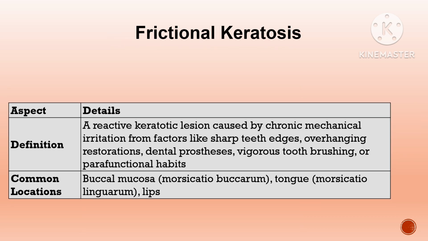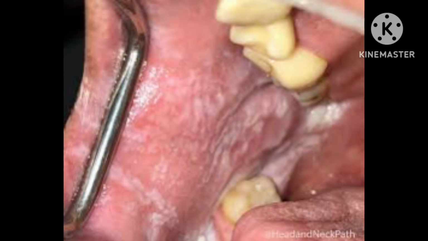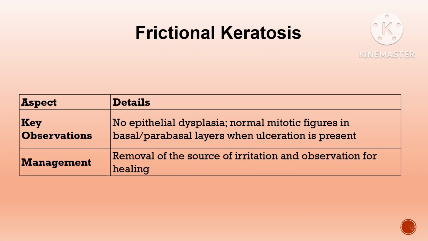Frictional keratosis is a white lesion that appears in the oral cavity due to chronic mechanical irritation from a denture or rough teeth. It is common on the buccal mucosa, tongue or areas which are in contact with the irritants, and clinically it appears as a white, rough, thickened area that blends with the surrounding mucosa.